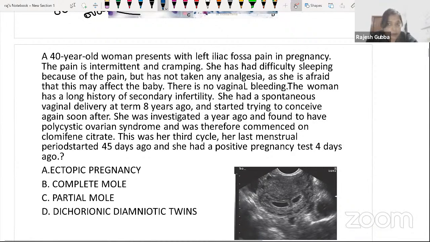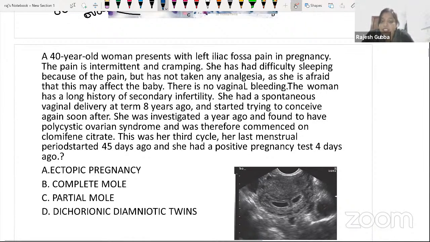There is no vaginal bleeding, so that rules out abortion, right? The woman has a long history of secondary infertility. Yes, 40 years, so we can think it might be secondary infertility. What does secondary infertility mean? When a person has conceived previously and couldn't conceive again, we call it secondary infertility. And they've started trying to conceive again soon after.